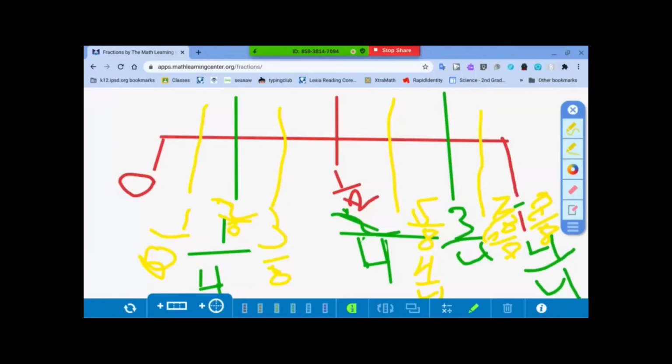I see a few fractions that are at the same line or the same part. 1/4 and 2/8. Yeah, exactly. 1/4 and 2/8. Those are the same. They're equivalent. They're at the same part on the number line. Tell me one more pair of fractions that are at the same part of the number line.